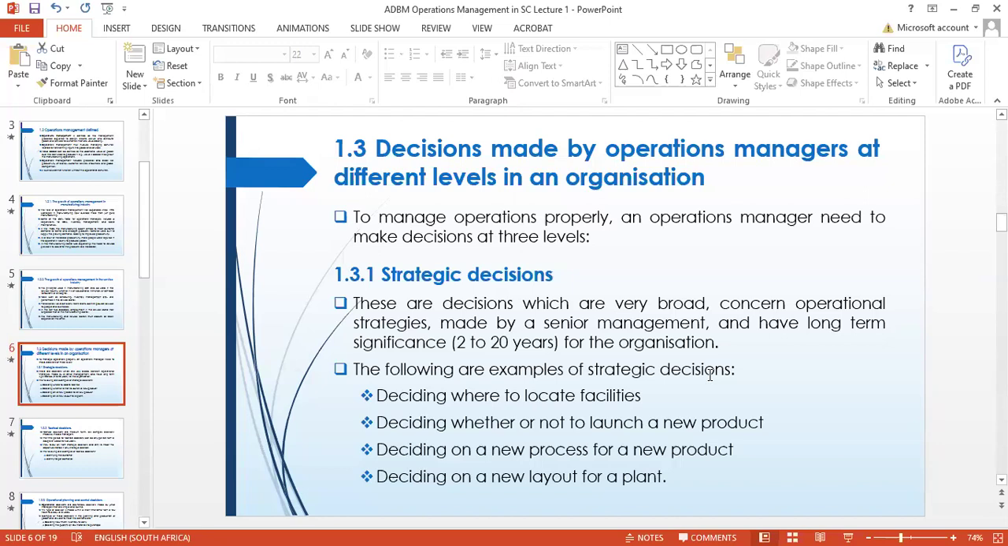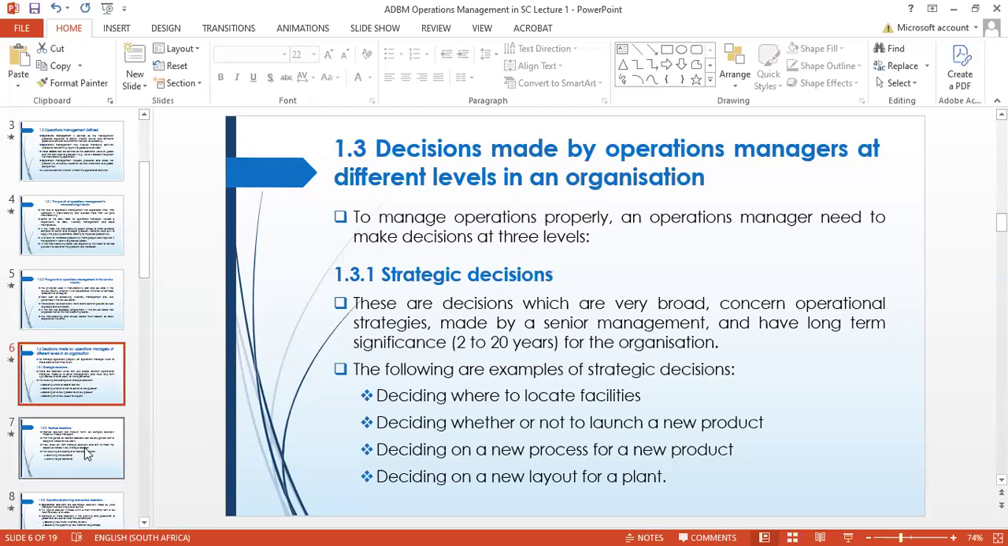Right? And then number two, deciding whether or not to launch a new product. If a manufacturing business wants to launch a new product, this is decided by the senior managers. And deciding on a process that is going to be used to produce a product, or a process that is going to be used to deliver a new service, if it's a service organization. Also, the layout of the plant, the layout of the factory that is going to be used to produce the goods or to deliver the service, if it's a service organization. Okay, so these are some of the decisions in nature, and they are broad decisions.